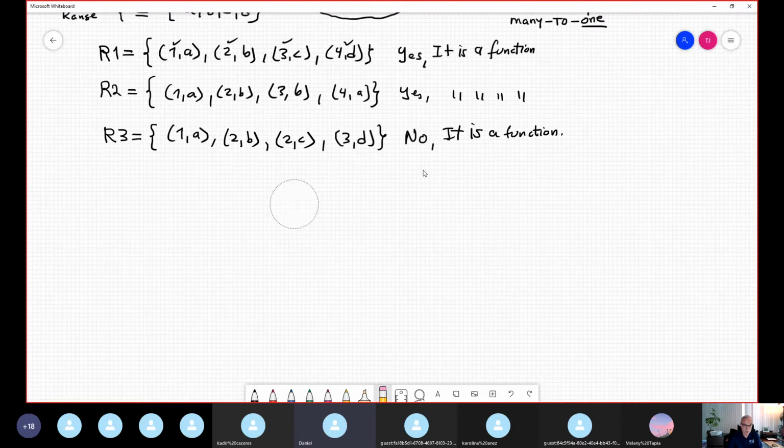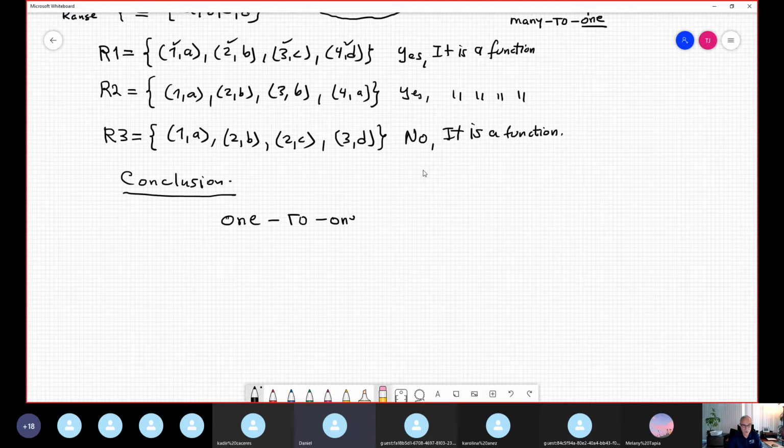So, let me summarize. What is the conclusion? What is the super fantastic conclusion? Well, the conclusion is that when you have a one-to-one relation, of course, it's okay, it's a function. When you have many-to-one, it's also okay, because the important thing in the definition of the function is this one. And if it is one-to-many, no.